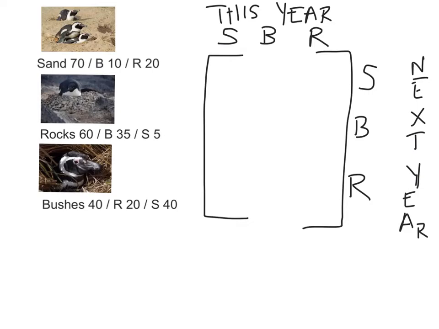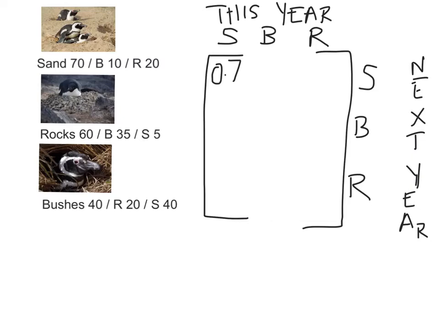Let's check it out. Of the penguins that are nesting in the sand this year, 70% or 0.7 are going to nest in the sand next year. So I look at the S at the top and go across to the S for next year, and I put 0.7 in there.